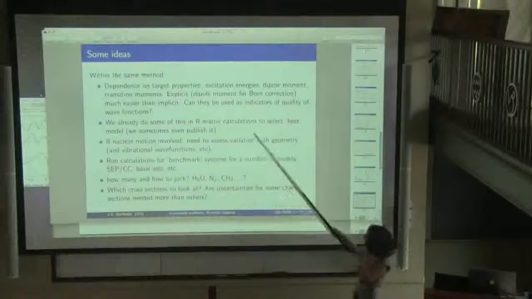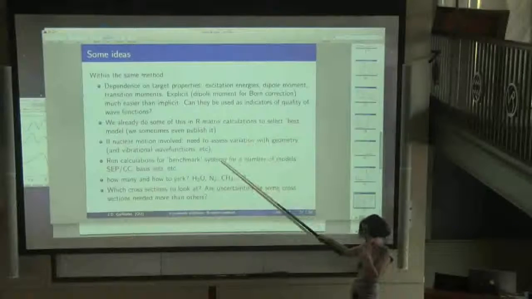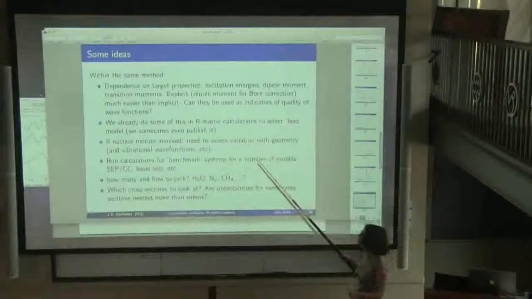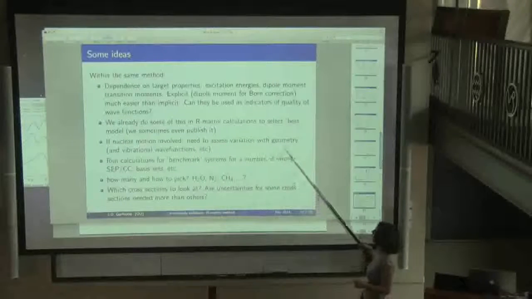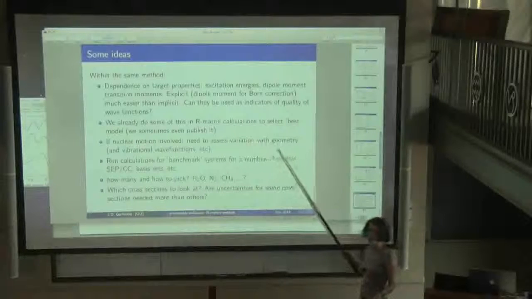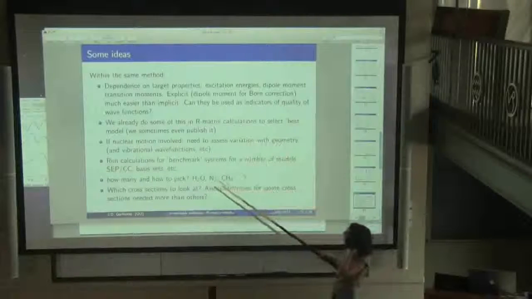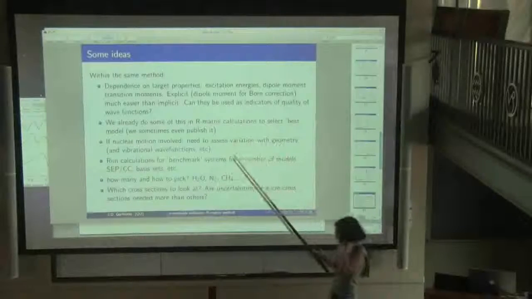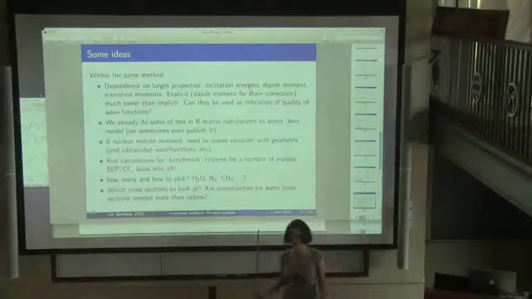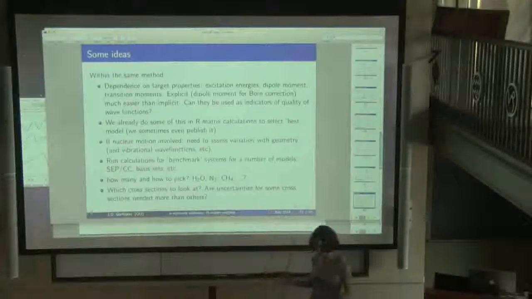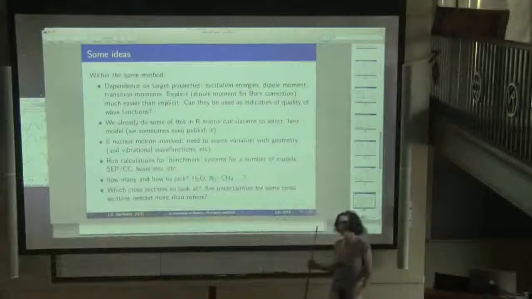I think I've said this before. We do this in the R-matrix calculations. If nuclear motion is involved, if we're going to provide these for nuclear motion calculations, we need to find a way to assess how the quality varies with geometry. If we don't want to do this for every molecule that we run, or as I say, we do it a little bit, we could perhaps try to look at some benchmark systems.